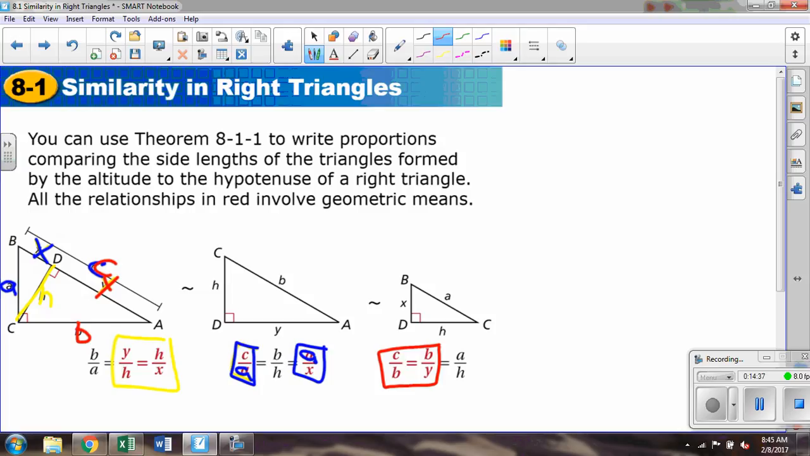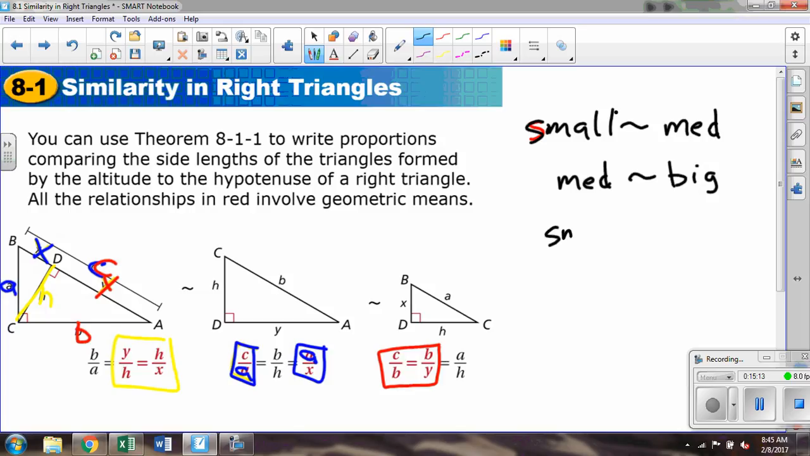Each of the things that we do then are going to break down into one of these three cases, and they're based entirely on similarity. Are we pairing similarity with the small triangle? We can have small similar to medium. That's one type of proportion that we can set up. We can have the medium triangle similar to the big triangle. That's a second type that we would set up. And we can have small being similar to the overall big triangle.